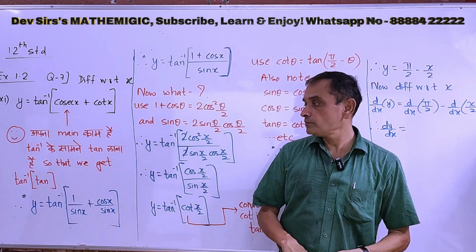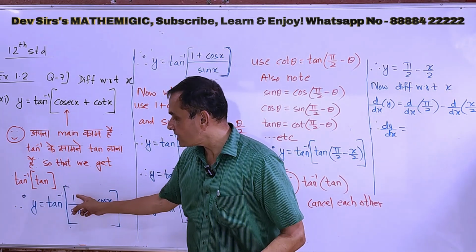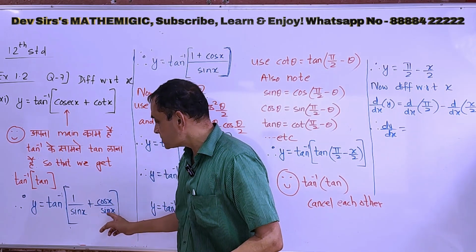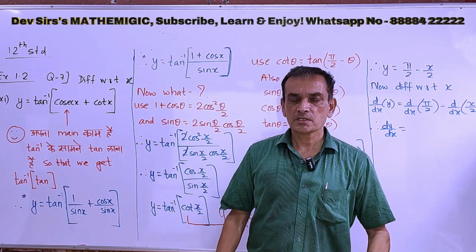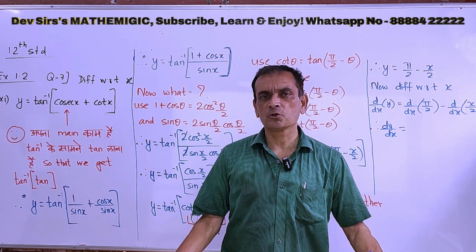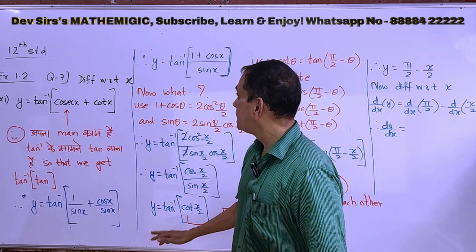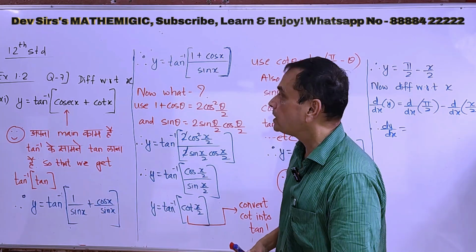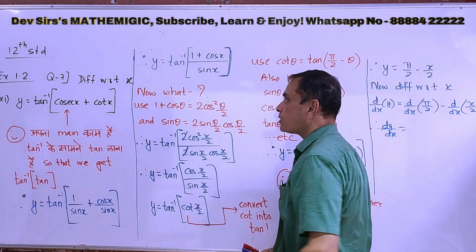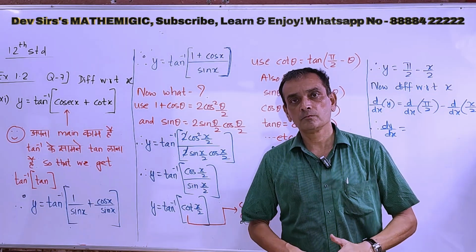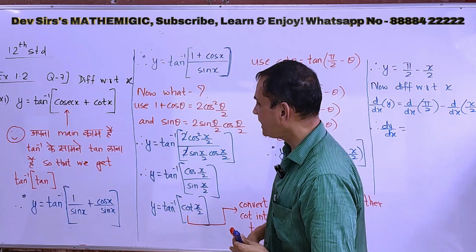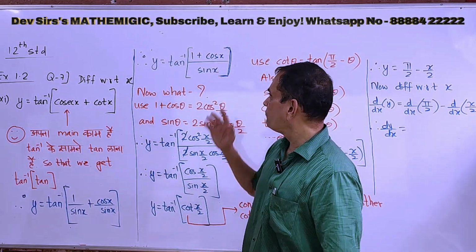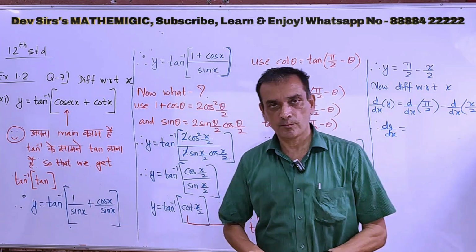How do we bring tan? Cosec x is 1 upon sin x. Cot x is cos x upon sin x. Do a simple conversion into sin and cos, friends. Take the LCM. Sin x is the common LCM. 1 plus cos x upon sin x. So after converting to sin and cos, we got 1 plus cos x upon sin x.